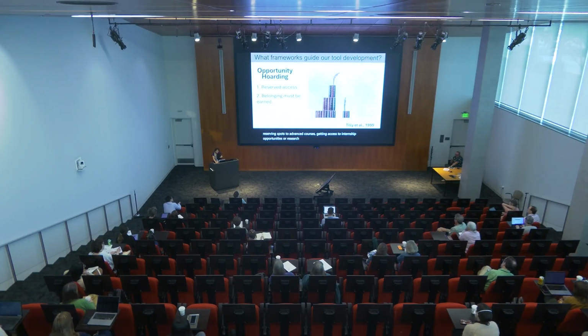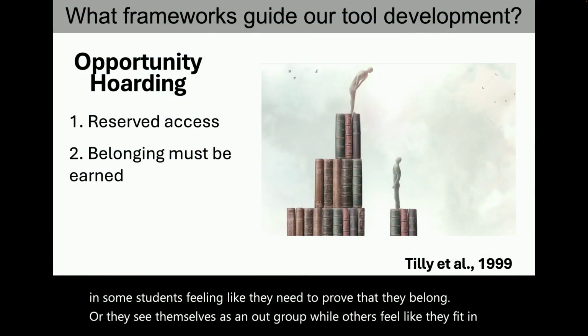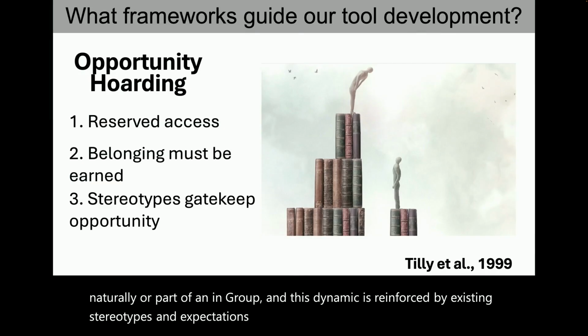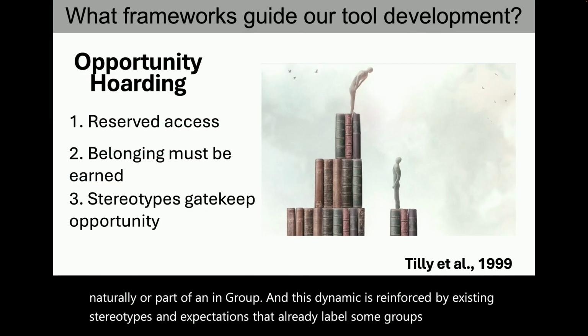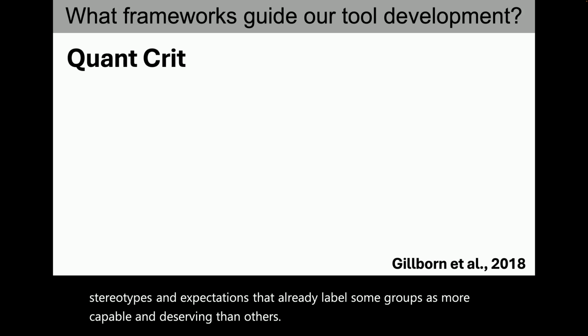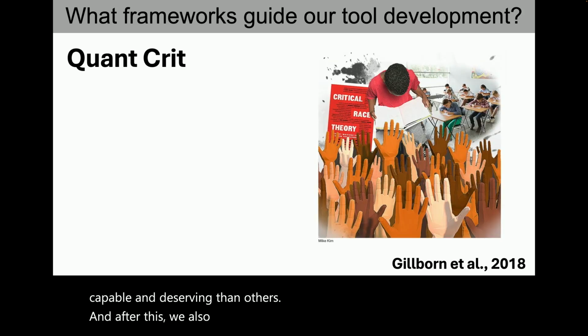In STEM classrooms, this can result in some students feeling like they need to prove that they belong or they see themselves as an out-group, while others feel like they fit in naturally or are part of an in-group. And this dynamic is reinforced by existing stereotypes and expectations that already label some groups as more capable and deserving than others. And after this, we also leaned into the QuantCrit framework.